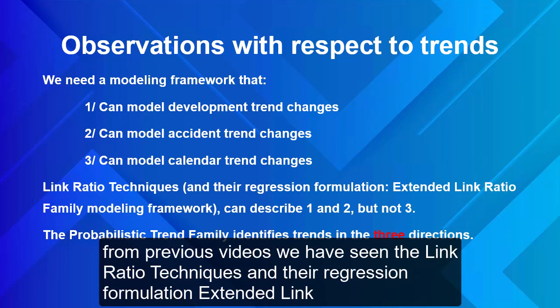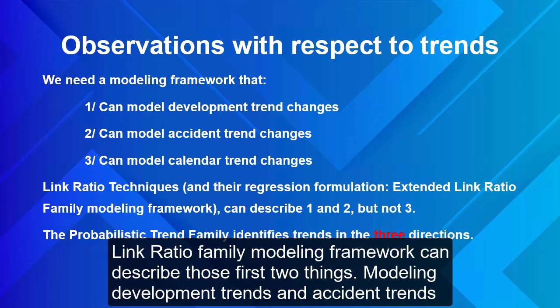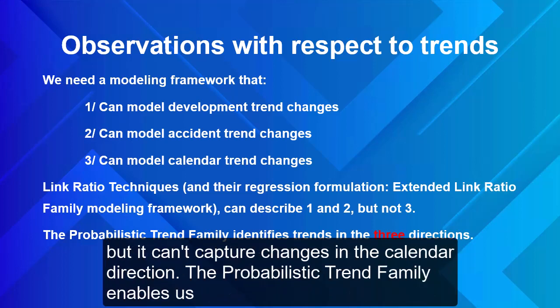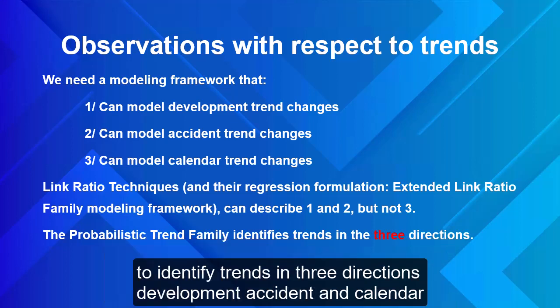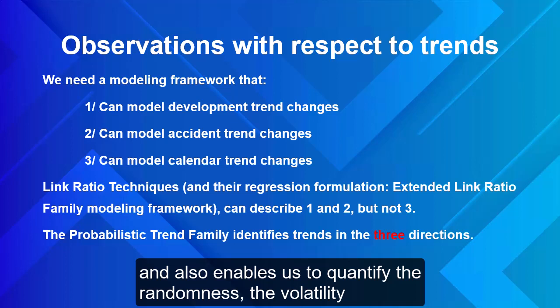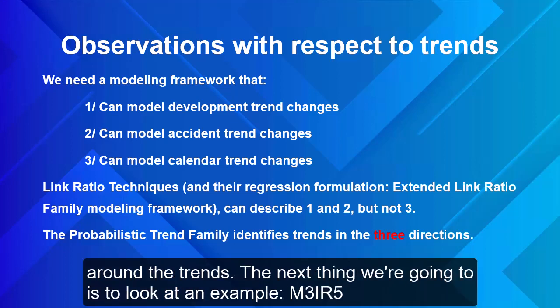From previous videos, we have seen the link ratio techniques and the regression formulation, i.e. the extended link ratio family modeling framework, can describe those first two things of modeling development trends and accident trends, but it can't capture changes in the calendar year direction. So the probabilistic trend family enables us to identify trends in the three directions: development, accident, and calendar. And it also enables us to quantify the randomness, the volatility around those trends.